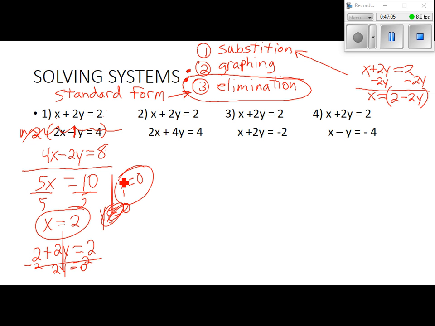When we're actually doing these, the way we should write our answer, because what were we looking for again? Where the two lines intersected. So we should write it as a point. Our answer should actually be written like this. What comes first? X. So what is x? 2. What was the y? 0. That's our answer, the point (2, 0), where the two lines intersect.